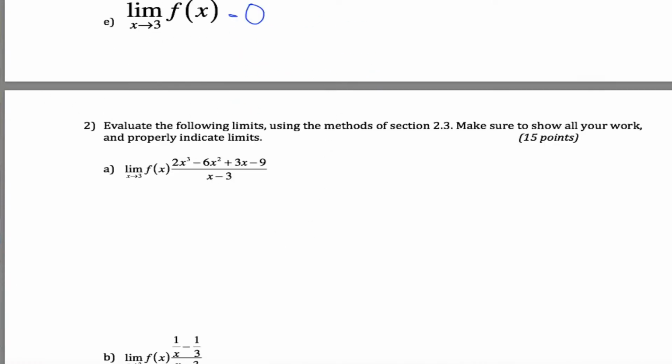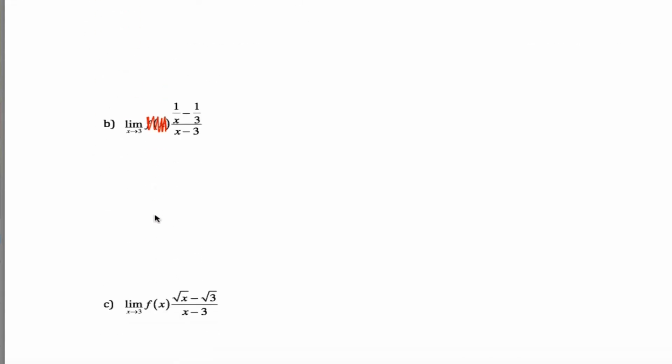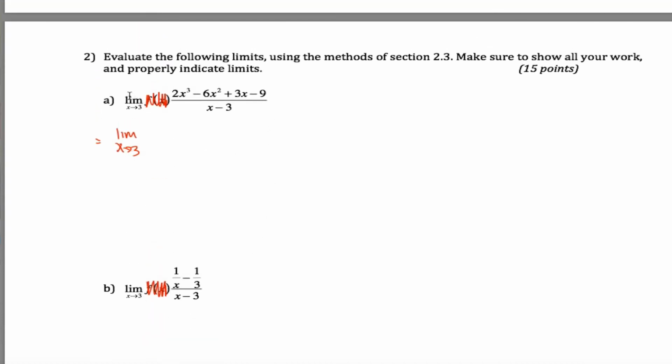Okay, maybe a little bit more challenging or a little bit more work to be done on these down here is we're evaluating limits using the methods of section 2.3. So what you want to do is make the, first of all, this shouldn't say f of x. Probably go back and clean this up a little bit before I give you guys the quiz. I think that was me being lazy and cutting and pasting. It's asking for the limit as x approaches 3 of this whole mess right here.